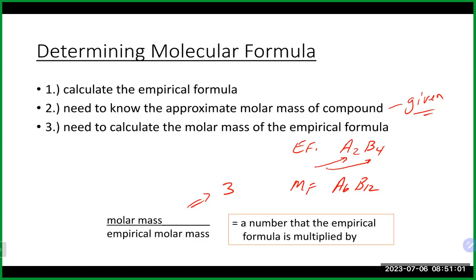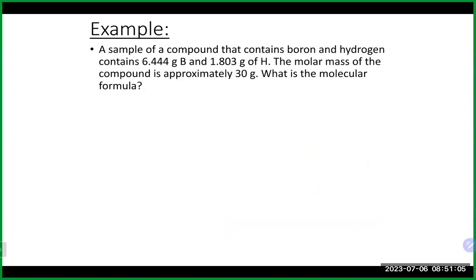All right, so let's take a look at one here, and this time you do it because I'm tired. Calculate the molecular formula here. The approximate molar mass of this compound is 30 grams. We have boron and hydrogen there. Boron is, I think, 10.81. I think hydrogen is 1.008.